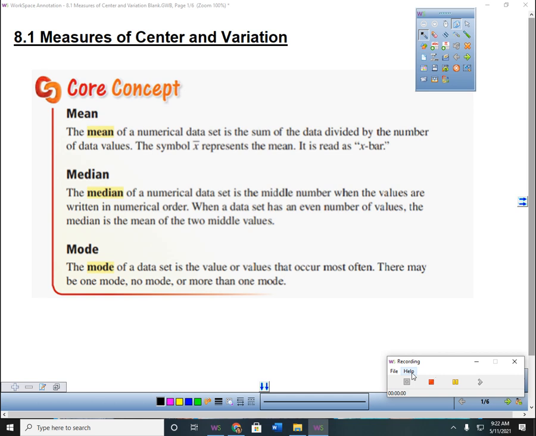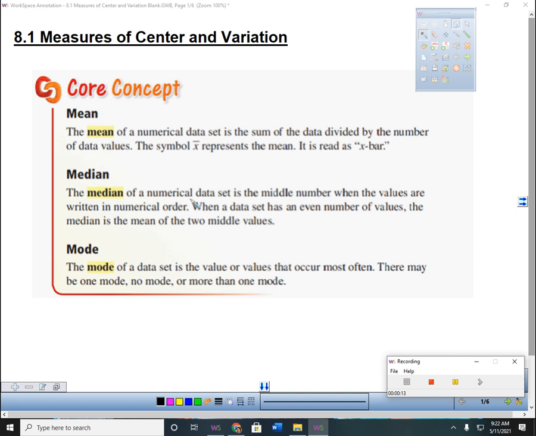So Chapter 8 is talking a lot about statistics, and in 8.1 we're talking about measures of center and variation. So we have three terms we're going to talk about. The first one is the mean. The mean of a numerical data set is the sum of the data divided by the number of data values, and the symbol X bar represents the mean. Another word for mean would be average. So you're just going to add up all your numbers and divide by how many you have.